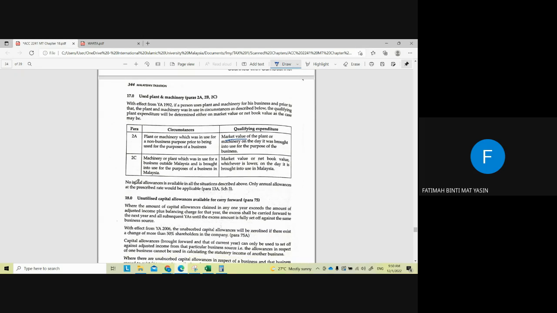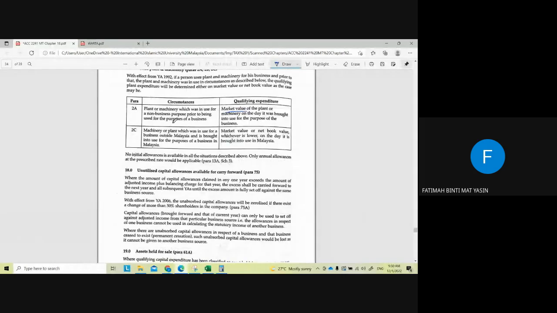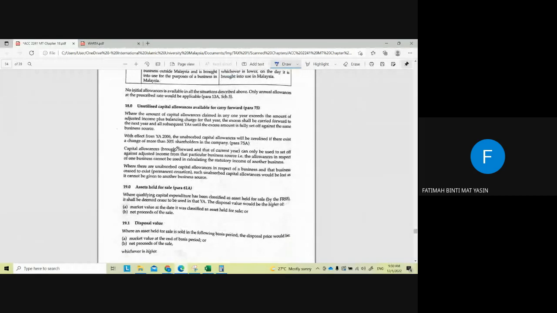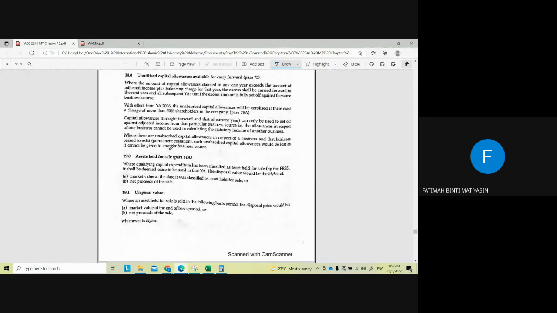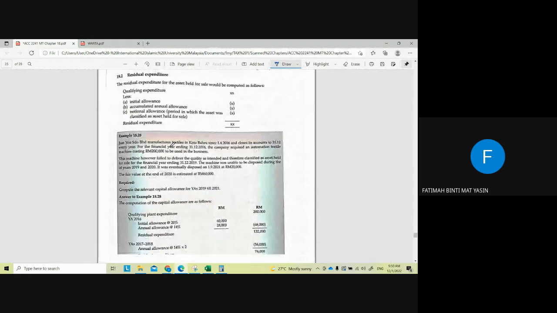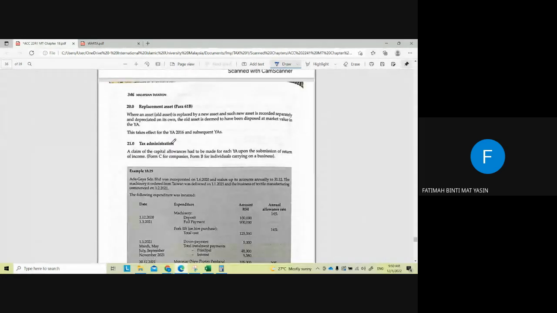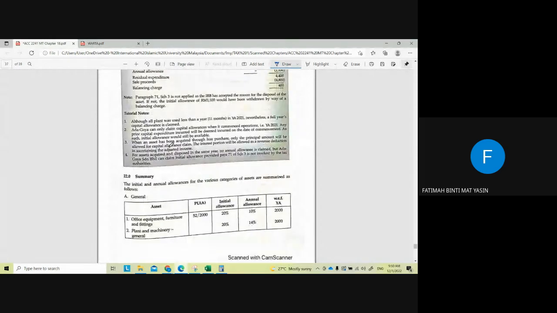Okay, so no initial allowance is available in all the situations described above. Okay, so again, if the asset is under these two situations, the company cannot claim the initial allowance. The company can only claim the annual allowance. Okay, I think we have discussed this one, unutilized capital allowance, whereby the company can carry it forward to the next year. Okay, I think we have discussed everything already. So the rest you can read on your own.